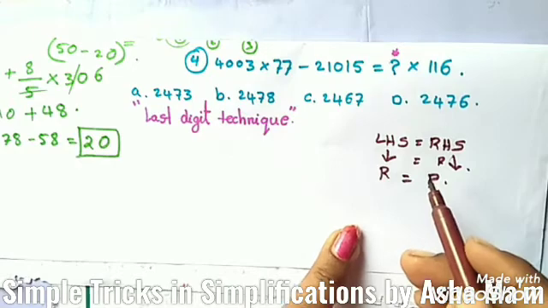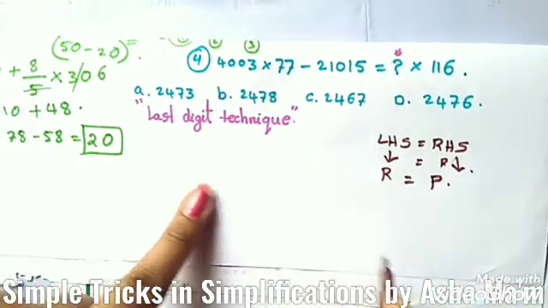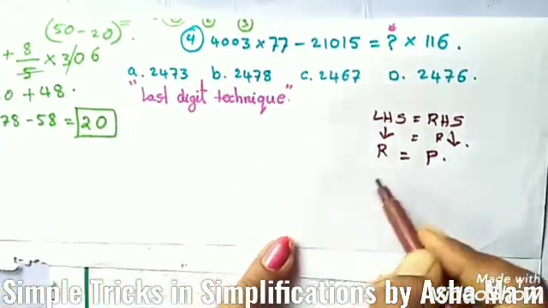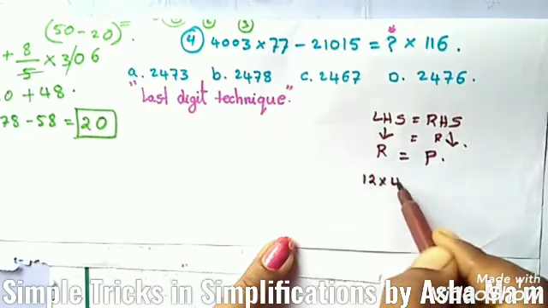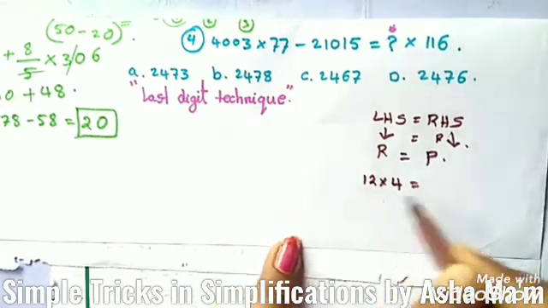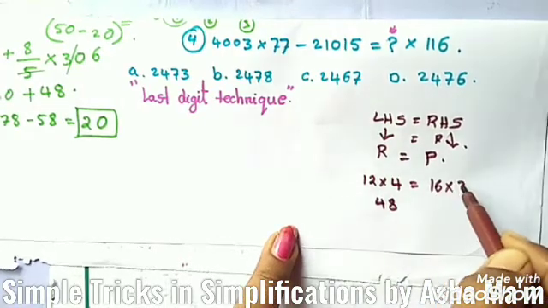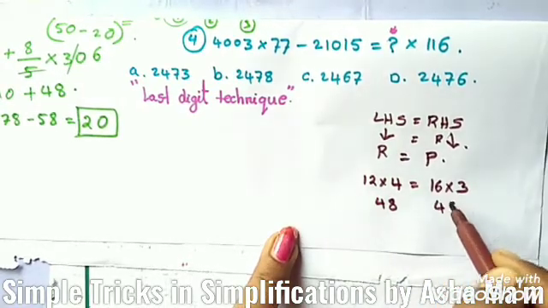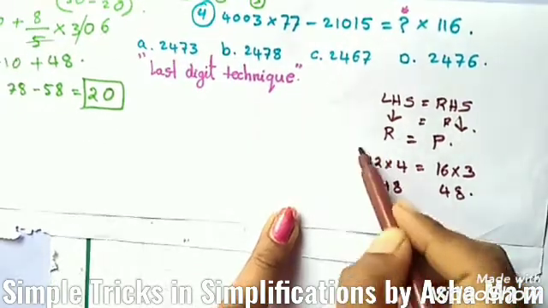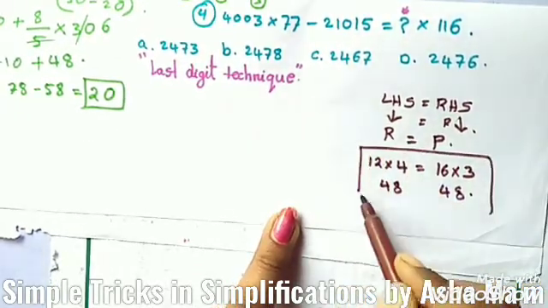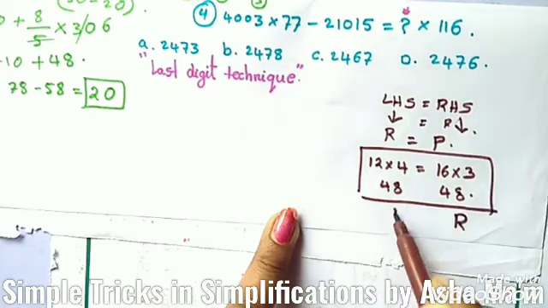If the numbers are simple, for example I'm going to give an example here. 12 fours are 48 and 16 into 3, 16 into 3 is also 48. So here this is LHS and here RHS.